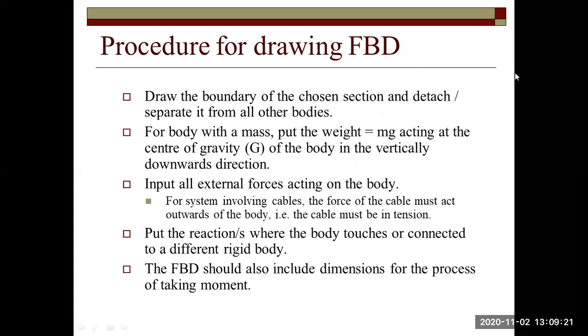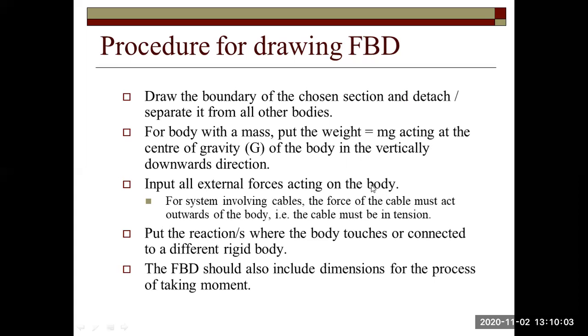Okay. So first, we always need to draw the free body diagram. So draw the boundary of the chosen section and detach or separate it from all the other bodies. If the body has a mass, we need to put a weight equal to the mass times the gravity acceleration, acting at the center of gravity of the body in the vertically downwards direction. Downwards here means to the center of the earth. Okay, sometimes this changes when the body is located on a slope.